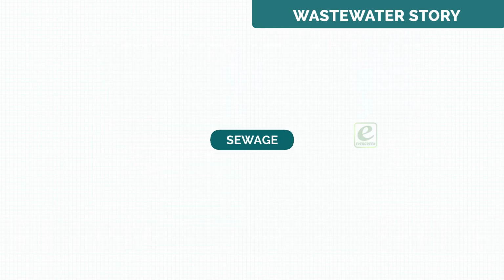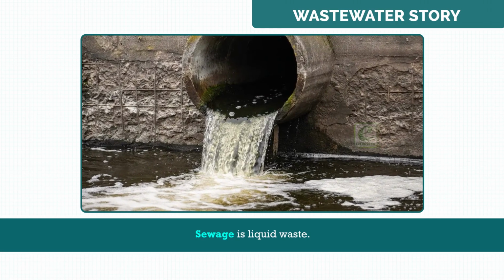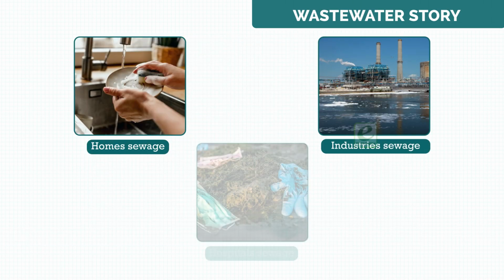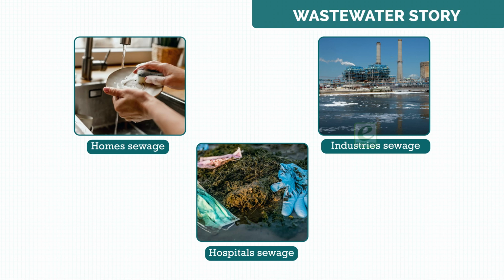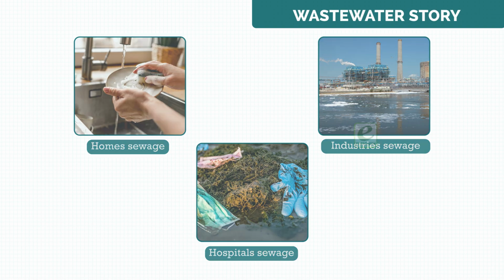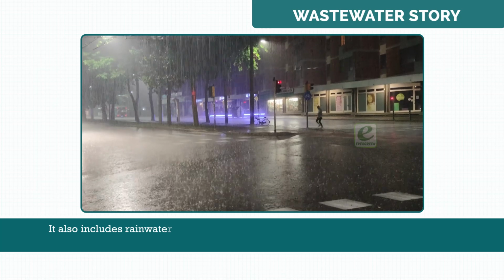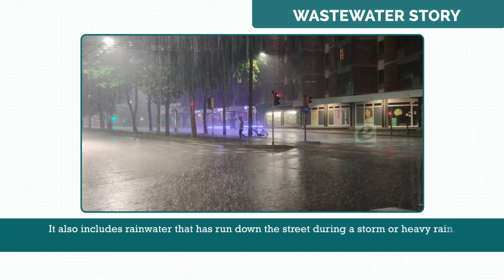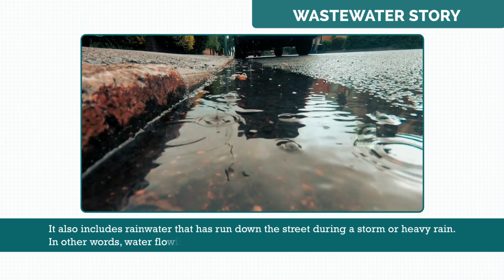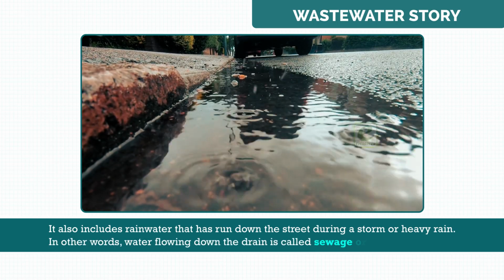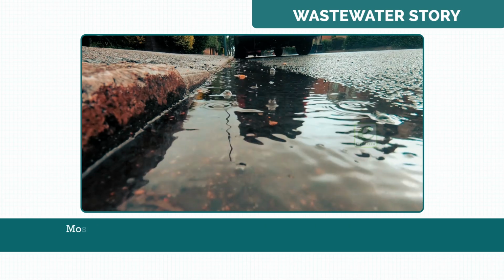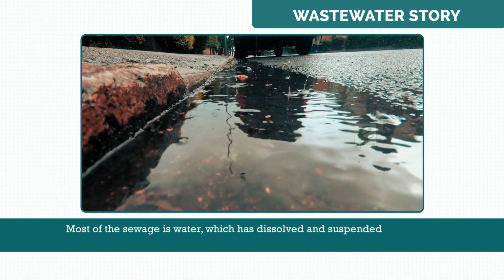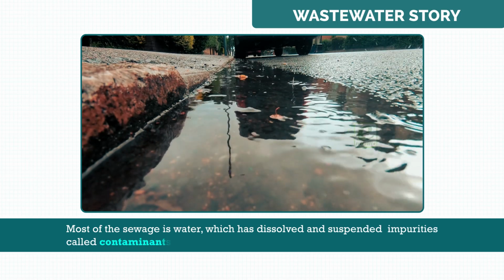Sewage. Sewage is liquid waste. It is the wastewater released by homes, industries, hospitals, offices and other users after use. It also includes rainwater that has run down the street during a storm or heavy rain. In other words, water flowing down the drain is called sewage or wastewater. Most of the sewage is water, which has dissolved and suspended impurities called contaminants.